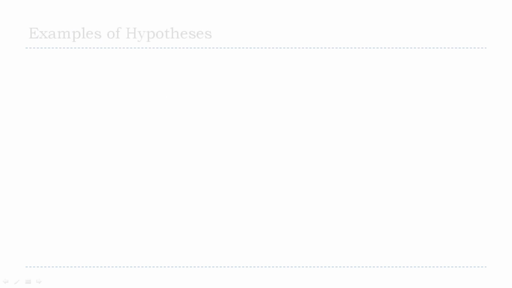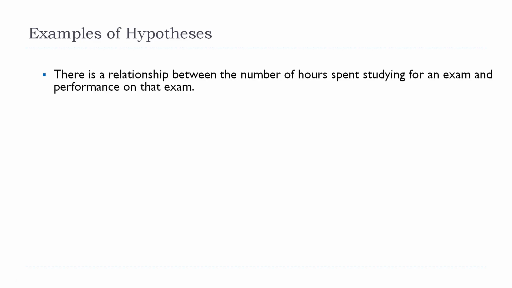Okay, so here are some examples of different hypotheses, and I'll go through them, give you a little moment to answer my questions, and then I'll tell you the answers. Okay, here we go. There is a relationship between the number of hours spent studying for an exam and performance on that exam. So what do we think? Do we think that this is a null hypothesis, one-tailed hypothesis, or a two-tailed hypothesis?